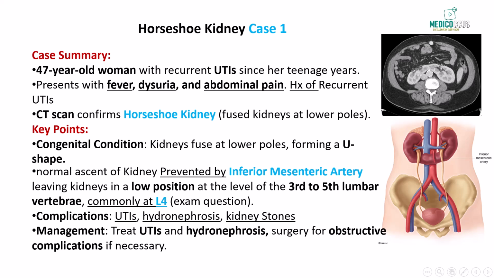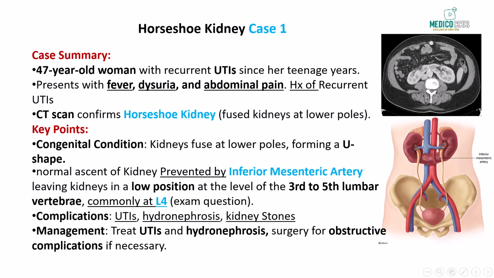While horseshoe kidney is often asymptomatic, the abnormal anatomy increases the risk of ureteropelvic junction obstruction, urinary stasis, recurrent infections, and nephrolithiasis. This explains why the patient in this case has experienced multiple urinary tract infections throughout her life, as the structural abnormality predisposes her to incomplete emptying of the bladder and stagnant urine, which promotes bacterial growth.